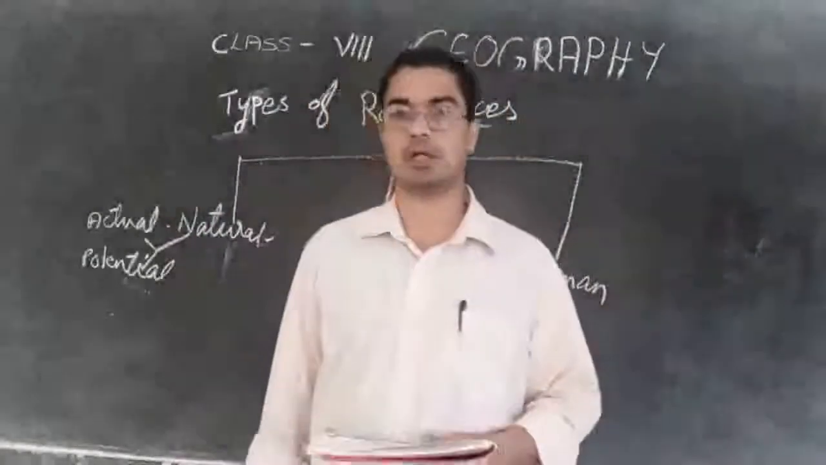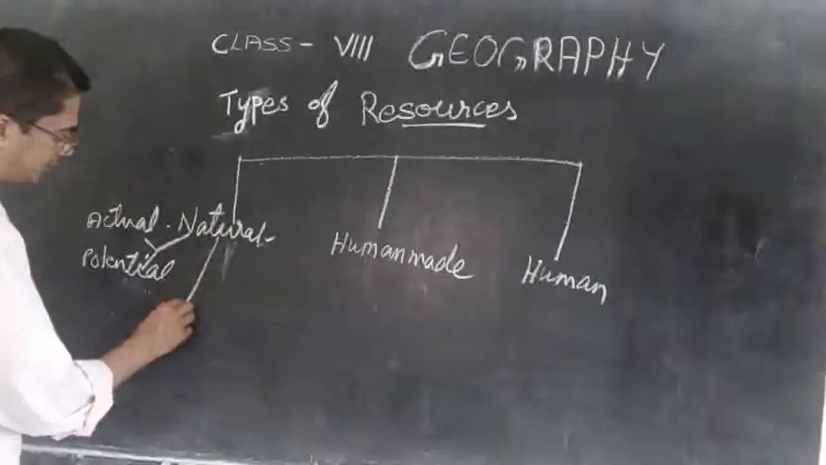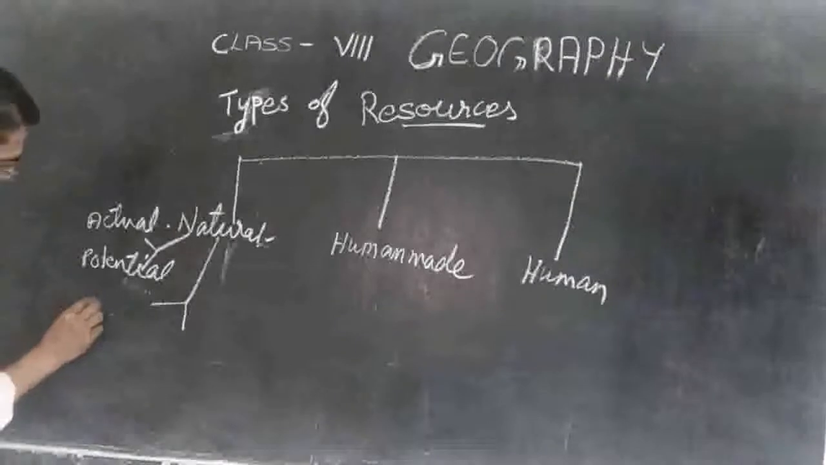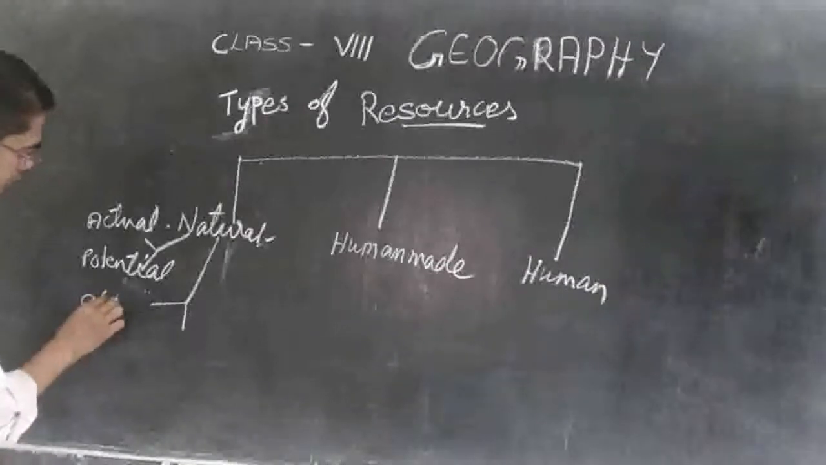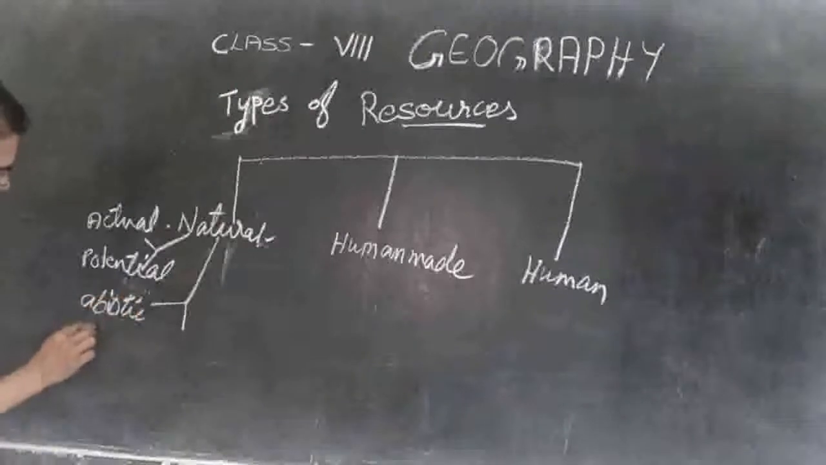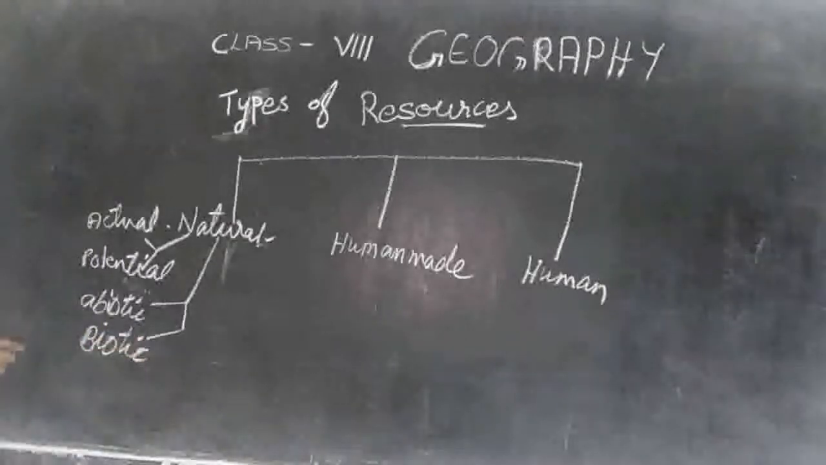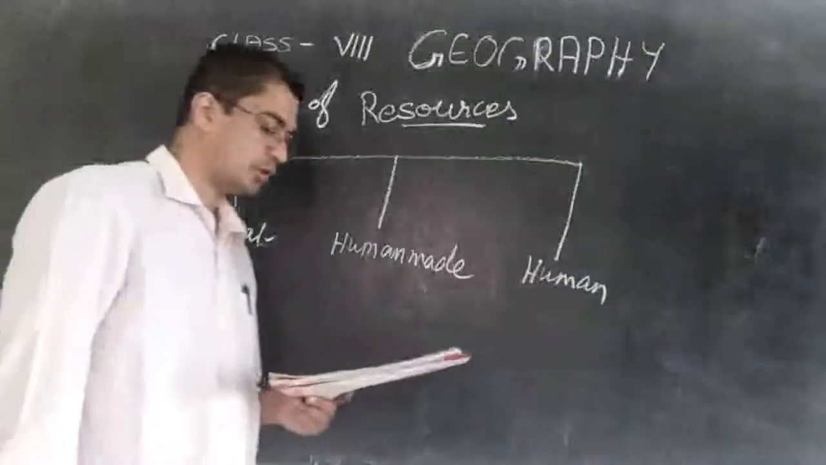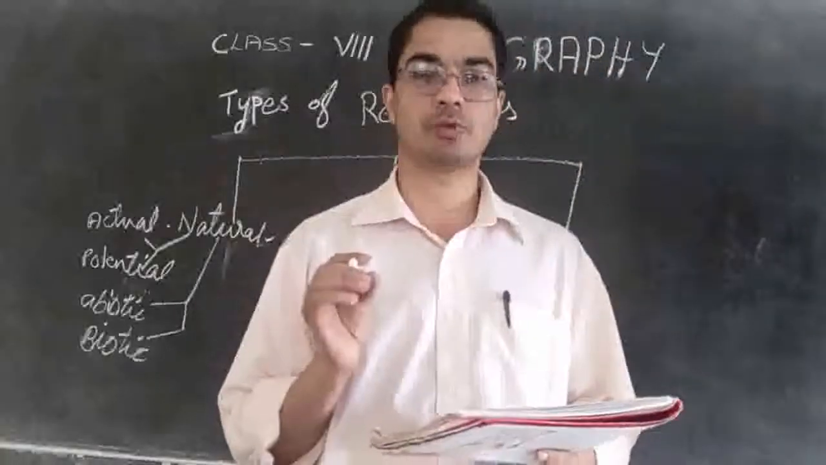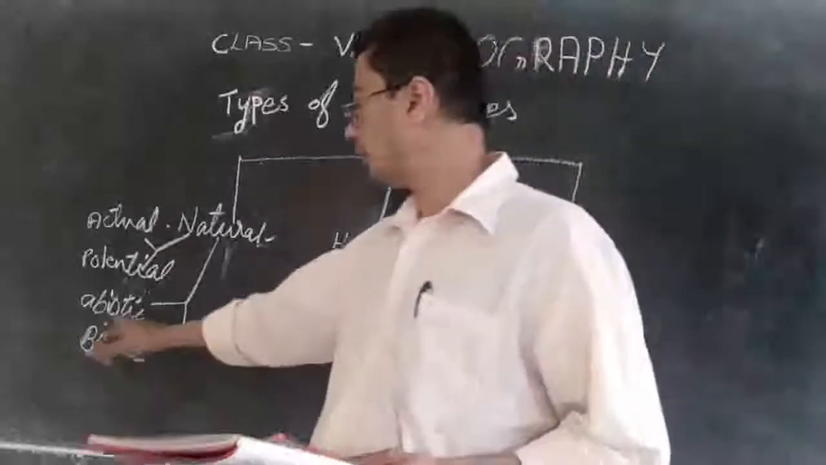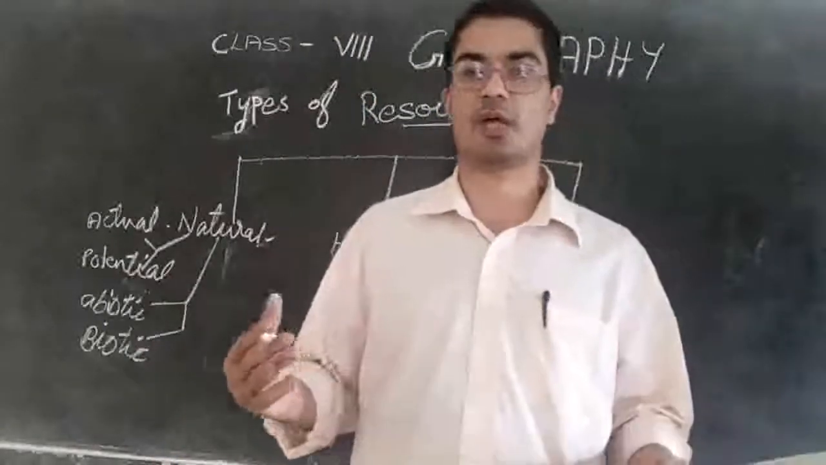Now, based on the origin, how these resources are originating, we can divide them into two: abiotic and biotic. From the name itself we can make out. Abiotic means which has no life.